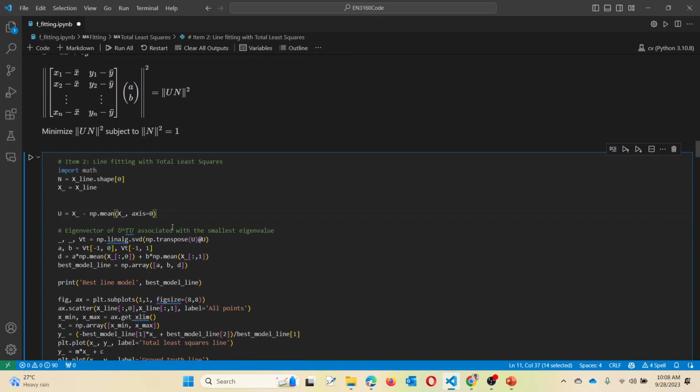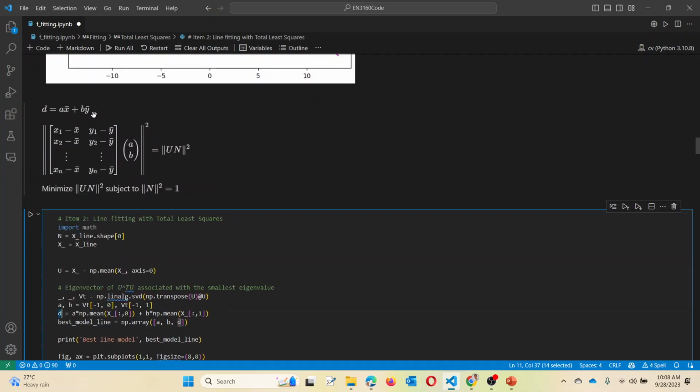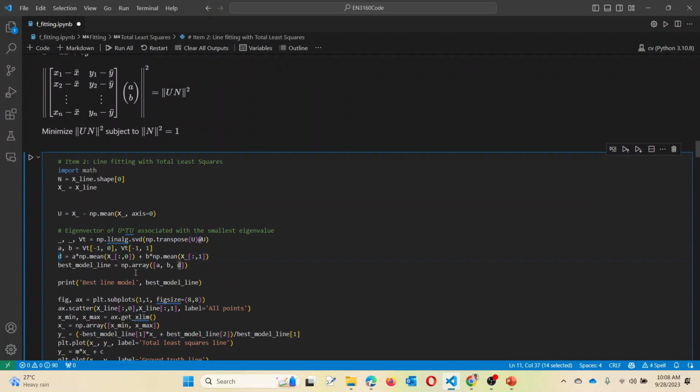Then what we have to do is compute U transpose U and compute the singular value decomposition of that. We don't need the U and sigma, but we need only V transpose. And of V transpose, we take the last vector that corresponds to the smallest eigenvalue. We take the 0th value of that and the second value of that. The first value corresponds to a, the second value corresponds to b. To compute d, we use this equation, a x-bar plus b y-bar. So you can see that's how we have computed d.